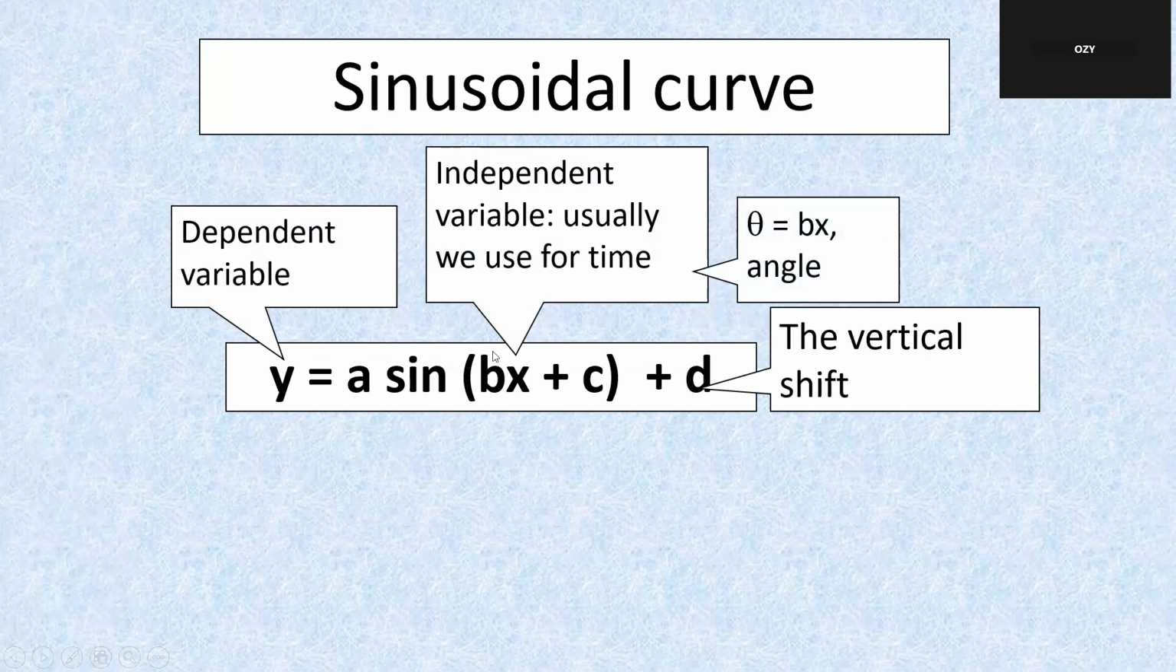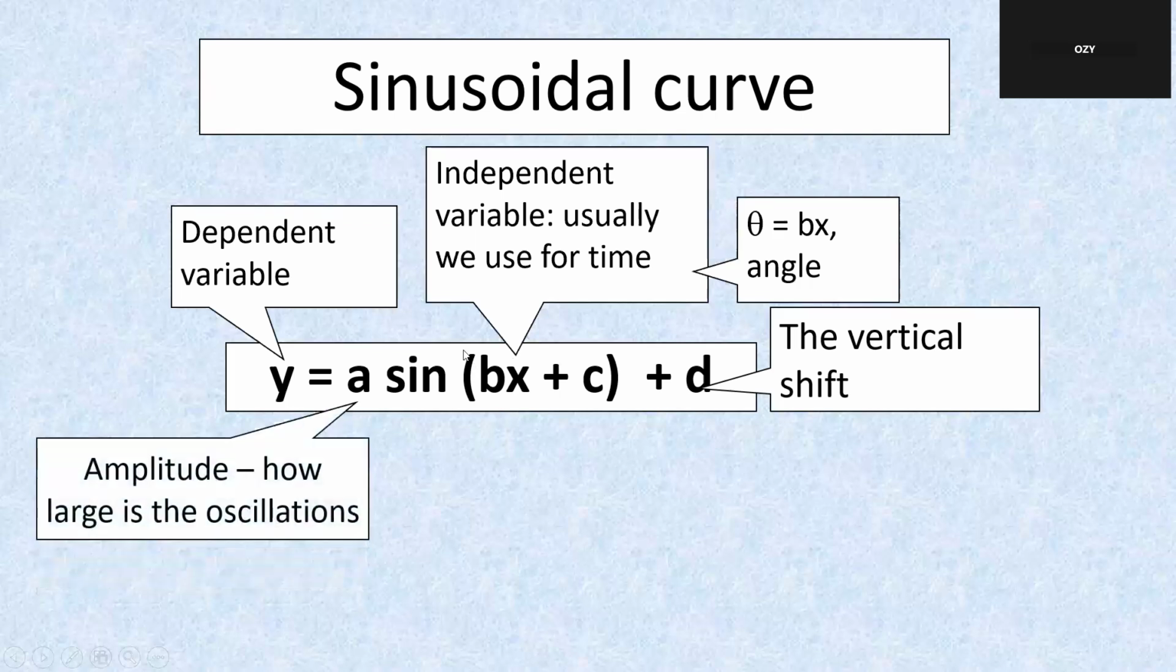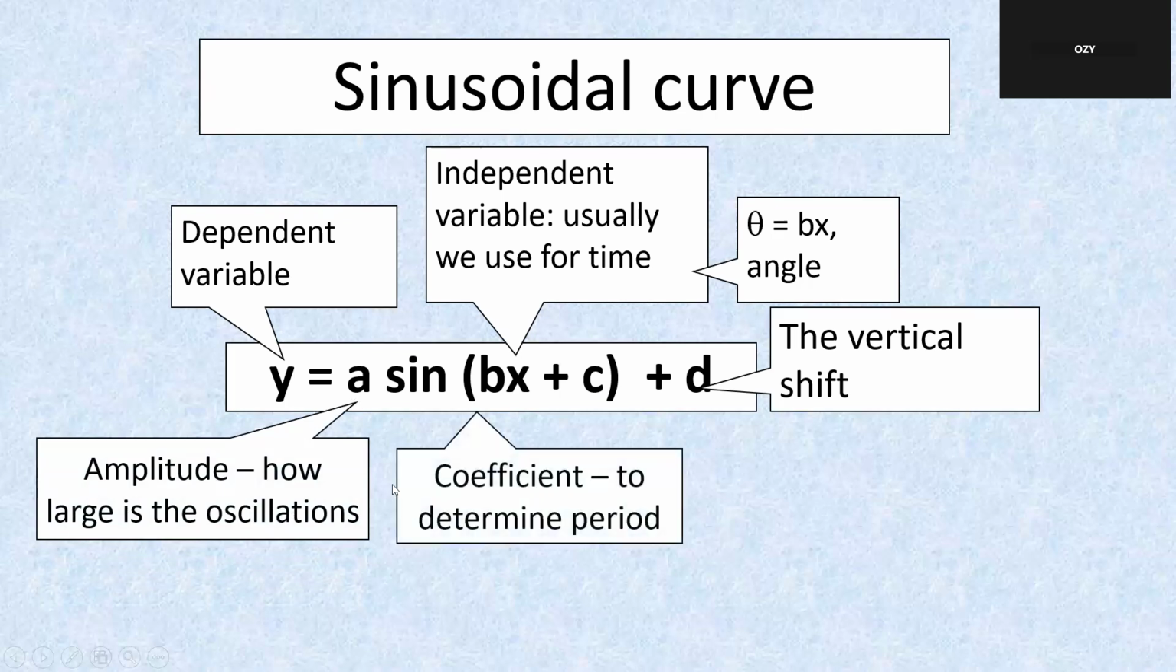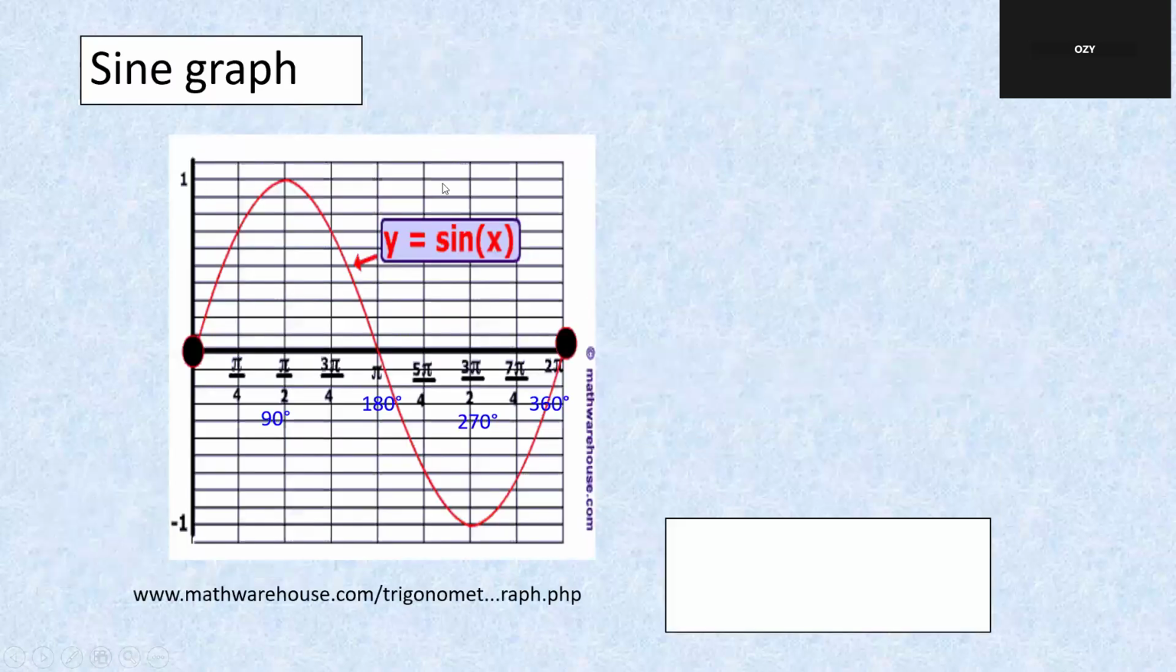Theta stands for Bx. A is the amplitude. How large are the oscillations? And then B, the coefficient, determines the period. C, the phase, tells us where the oscillation starts. But we won't be going too complicated. The main thing is you need to know the sine curve.